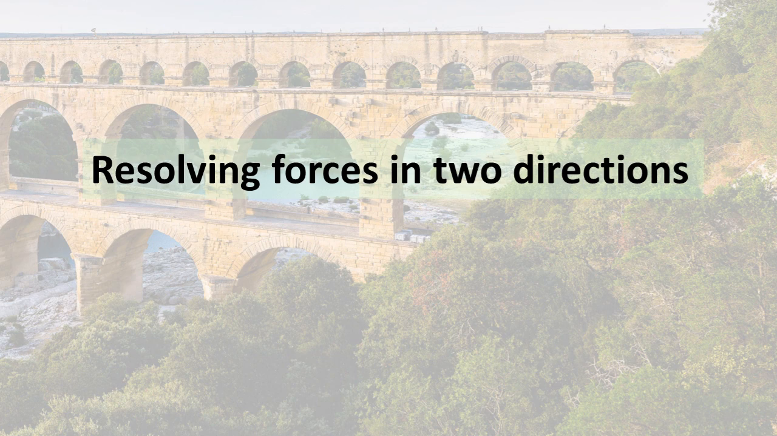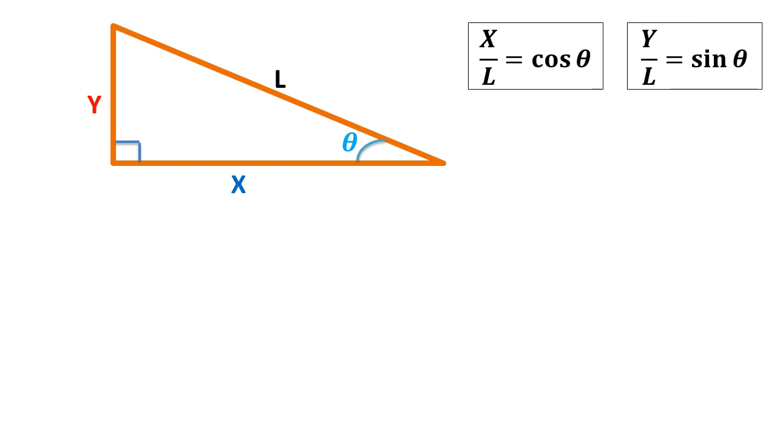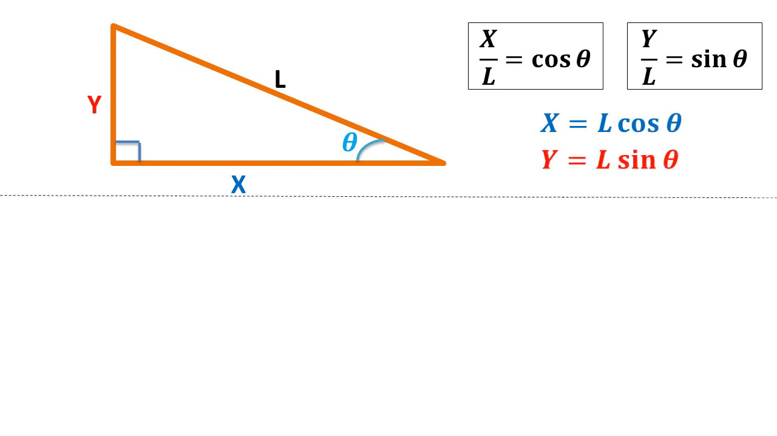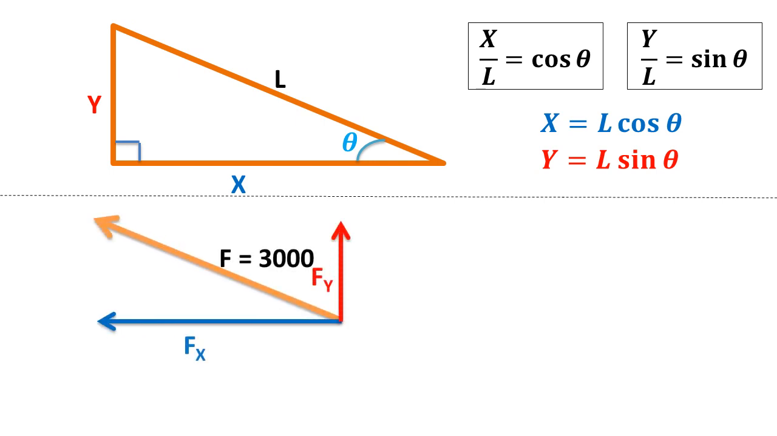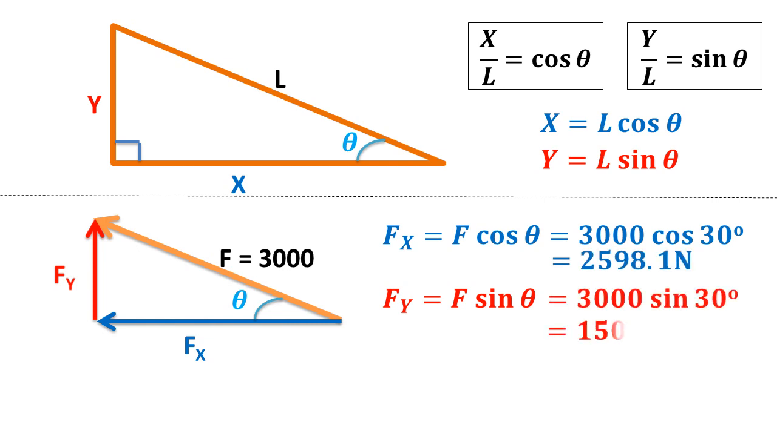Resolving forces in two directions. The method is simple. For a right-angled triangle, we know x over L equals cosine theta and y over L equals sine theta. That means x equals L times cosine theta and y equals L times sine theta. Similarly, the force F can be resolved into Fx and Fy, where Fx equals F times cosine theta, Fy equals F times sine theta. When theta is 30 degrees, Fx will be 2598.1 Newton, Fy will be 1500 Newton.